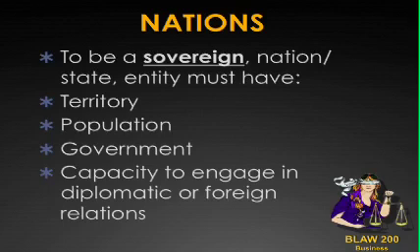Now, we use the term state in the international arena in the same way that we use nation or country, but to be a nation, we're talking about being a sovereign nation. Sovereignty is the ability to rule oneself, put very simply. But to be a sovereign nation, you need to have territory, you need to have a population, you need to have government, and you need to have the capacity to engage in diplomatic or foreign relations.